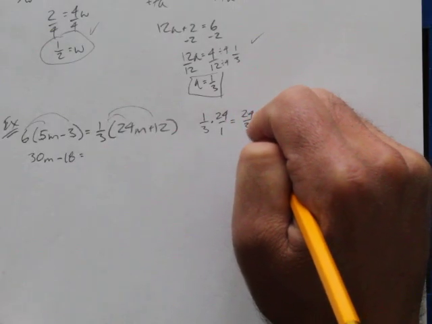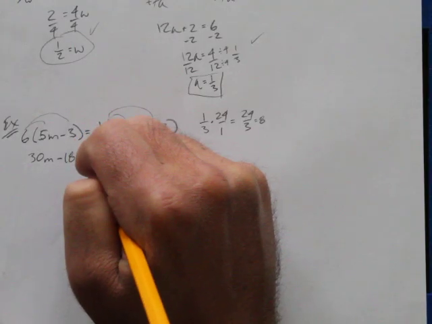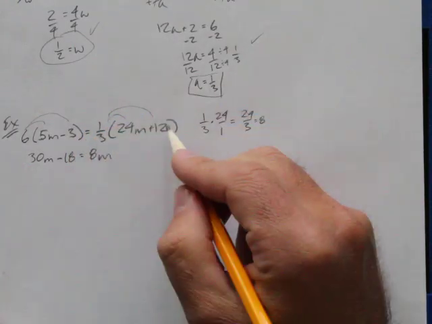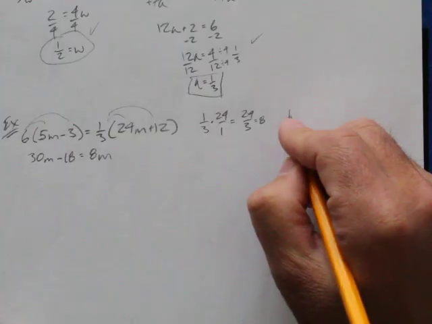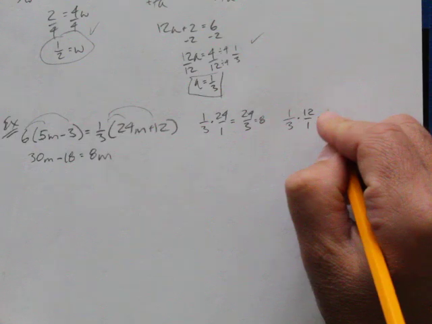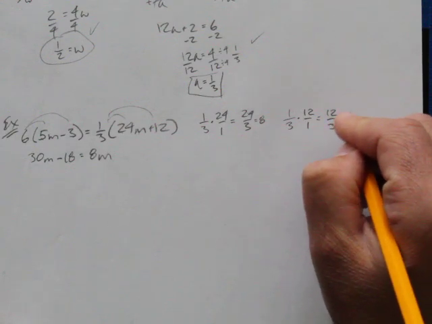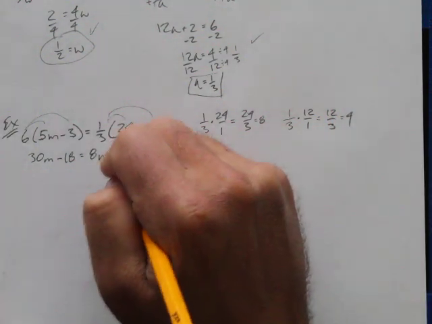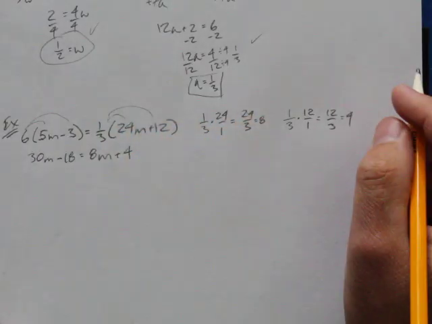24 divided by 3 is 8, so this is 8m. And then 1/3 of 12, we can do the same thing. 1/3 times 12 over 1 equals 12 over 3. 12 divided by 3 is 4. So plus 4. 1/3 of 12 is 4.